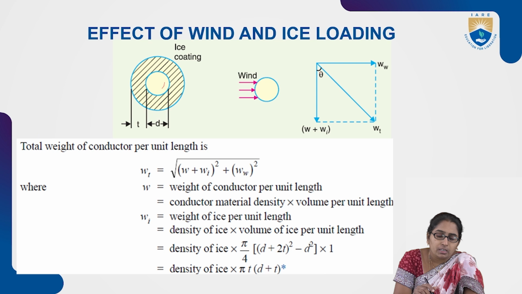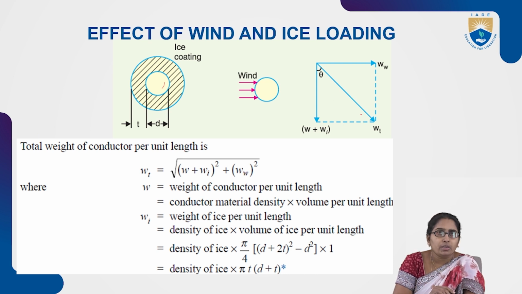So the total weight of the conductor is given as, included these two effects also, along with its own weight for the conductor. The wind effect is considered horizontally, that is the component shown as W suffix W, and the vertical component of weight is given by its own weight of the conductor, that is W plus ice effect. So that is the vertical component. So the resultant of these two, the vector sum of these two, will give the total weight.